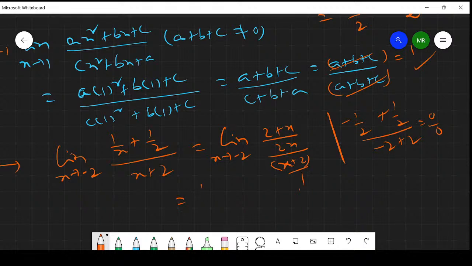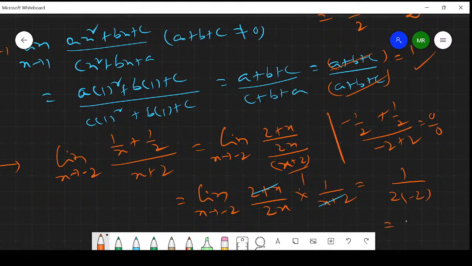So limit x approaches minus 2 of (2 + x) / 2x into 1 / (x + 2). Now this x + 2 will get cancelled. Now apply the limit: 1 by 2 into minus 2. The answer will be minus 1 by 4. That will be your answer, minus 1 by 4.